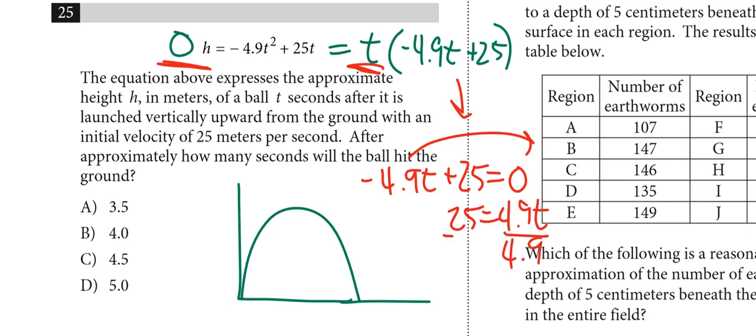There was no need for the quadratic formula. It looks a lot like 25 over 5. So I'm hoping that you see that it's 5 seconds. A little bit more than that, but 5 seconds. So, yeah, you could pull out the quadratic formula if you wanted to, but you don't need to.